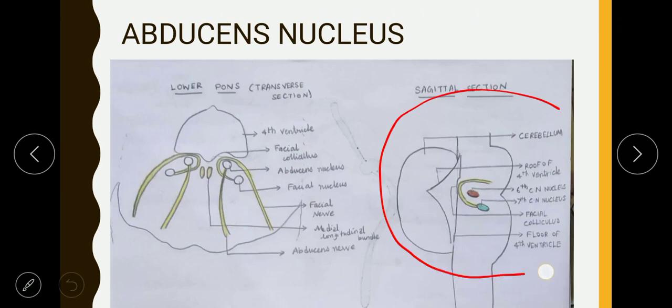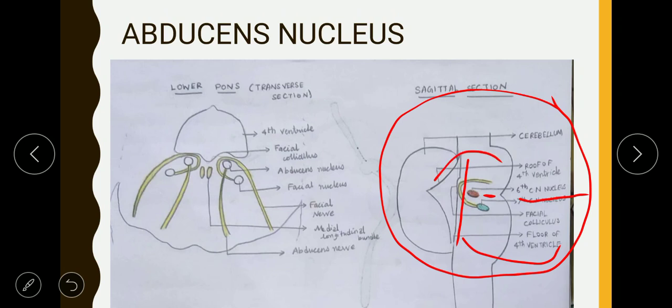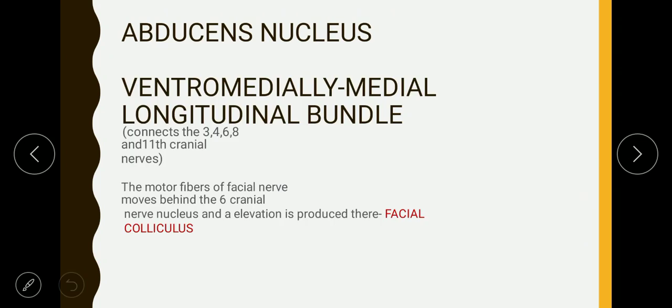So let us see this picture. Here we can see the sixth cranial nerve nucleus. So this is the floor of the fourth ventricle, and we can see that the sixth cranial nerve nucleus is located in the lower pontine region beneath the floor of the fourth ventricle, and it is at the level of the facial colliculus. The abducens nucleus is ventromedially related to the medial longitudinal bundle. So let us see about the medial longitudinal bundle and the facial colliculus in detail now.